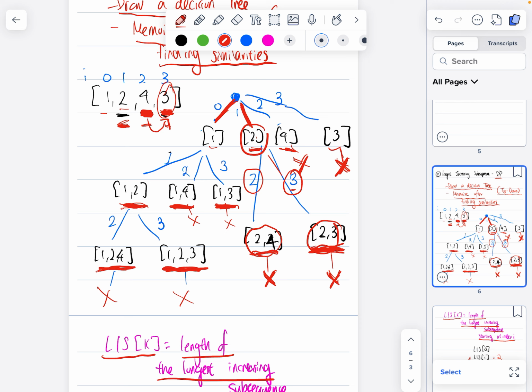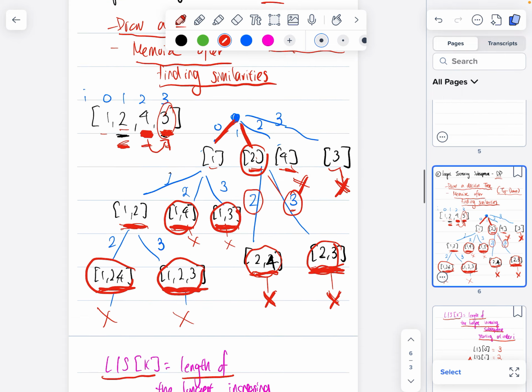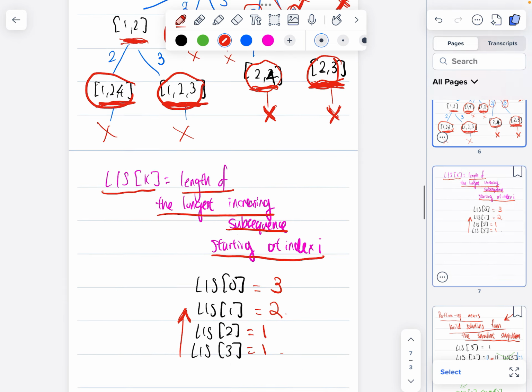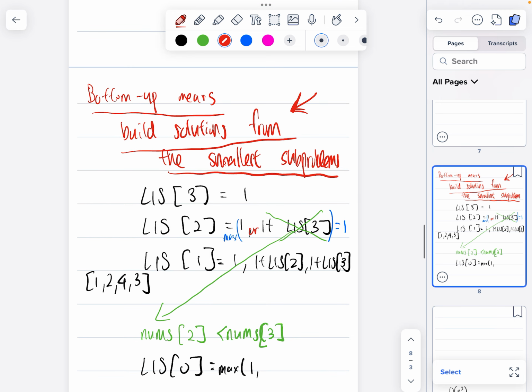But these values are of length 2 and 2, right? And these are of 3 and 3. So that's why the longest possible subsequence starting at index 0 would be 3. I'm not sure if you noticed, but I populated the tree from the backwards, and this is where the bottom up comes in. So here bottom up means building the solution from the solved subproblems.